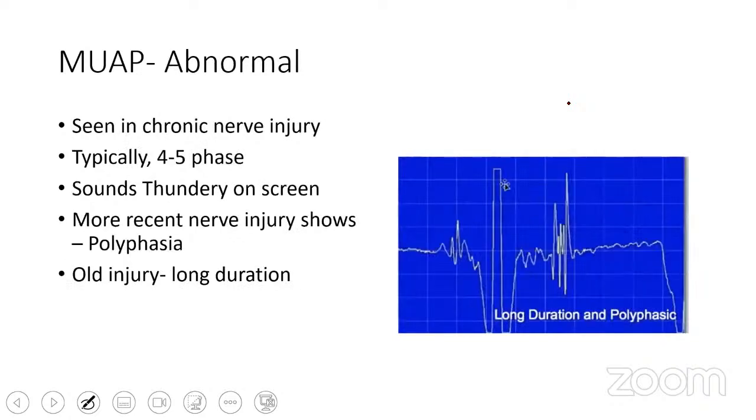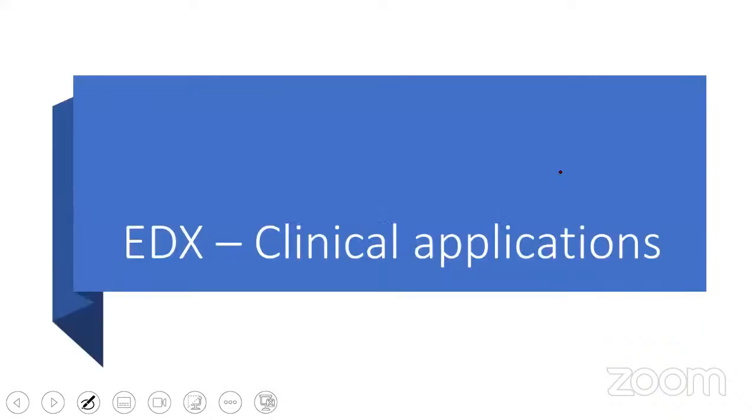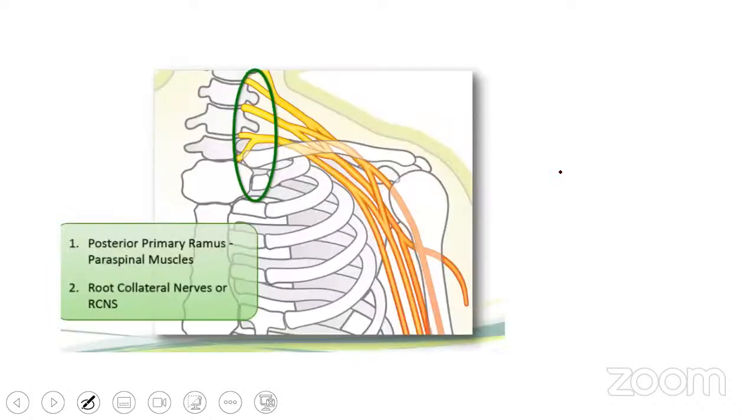Abnormally, it's seen in chronic nerve injury, with long duration and polyphasic units. As you can see, the units are polyphasic and the duration is prolonged, typically 4 to 5 phases. It sounds thundery on the speaker, and a more recent nerve injury shows polyphasia, while an old injury shows long duration. So, clinical applications, let's briefly touch on them before I wind up.